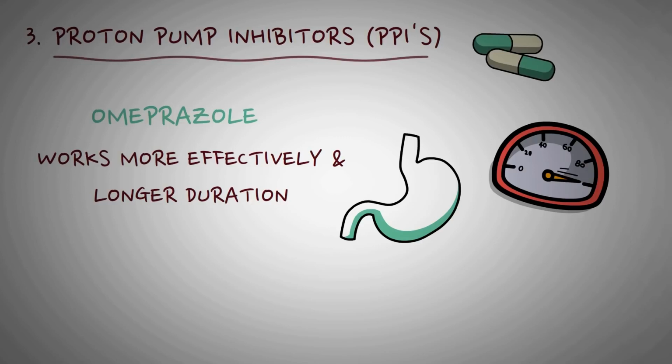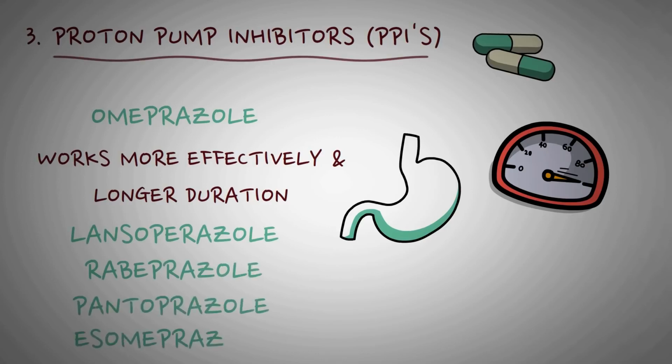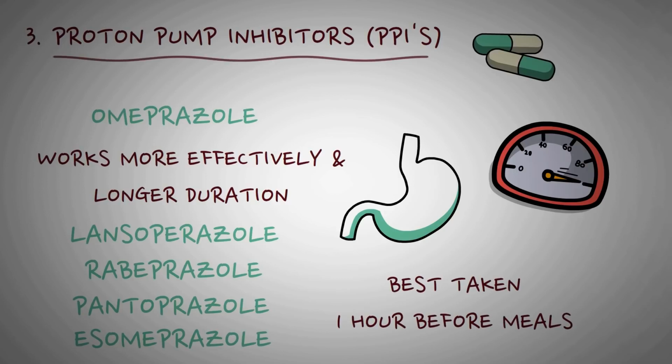PPIs are used when H2 blockers do not relieve the symptoms adequately or when complications of acid reflux disease start to occur. Other than omeprazole, lansoprazole, rabeprazole, pantoprazole, and esomeprazole are other PPIs that are available for the treatment of gastroesophageal reflux. PPIs are best taken 30 minutes to 1 hour before the meals. The reason for this timing is that the PPIs work best when the stomach is most active by producing acid, which occurs after the meals. If PPI is taken before the meals, it is at the peak level in your blood after the meal when the acid is being made.